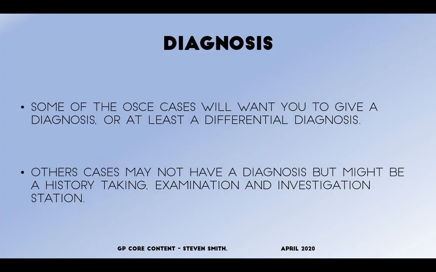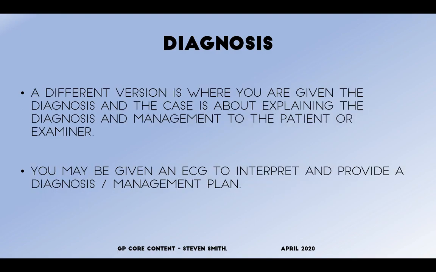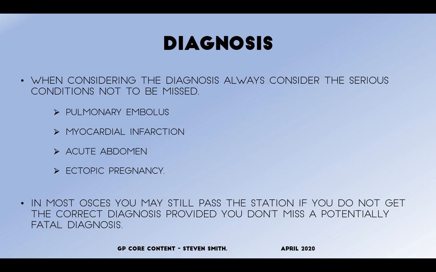Some OSCEs will want you to give a diagnosis, or at least a differential diagnosis. Other cases may not require a diagnosis. A different version is where you are given a diagnosis and have to explain this to the patient and discuss management. You may also be given an ECG to interpret. Always consider the serious conditions not to be missed, like pulmonary embolus, myocardial infarction, an acute abdomen, or an ectopic pregnancy.